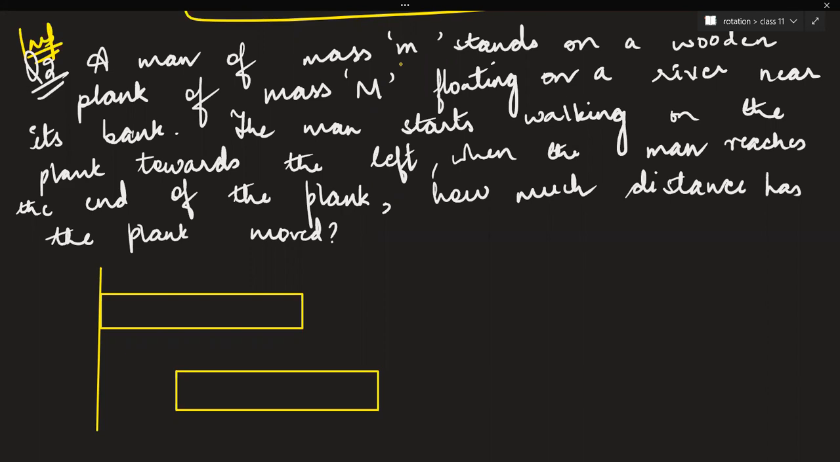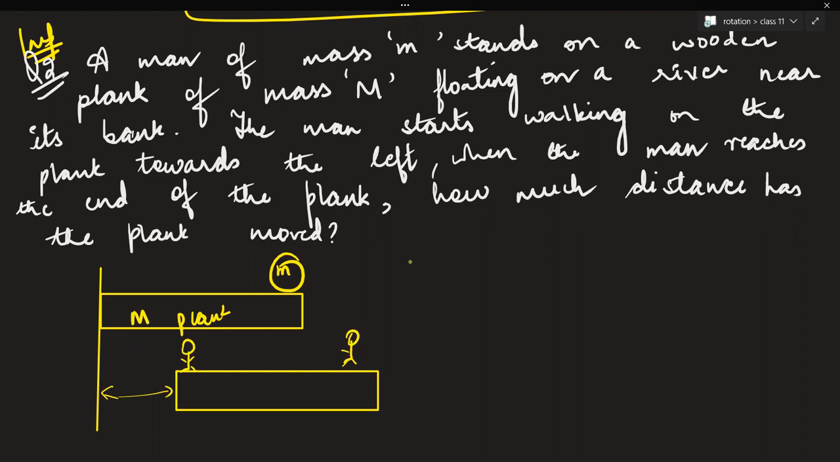A man of mass m stands on a wooden plank of mass capital M. So this is a plank whose mass is capital M, the man's mass is m, floating on a river near its bank. This is the first case. Now the man starts walking, so he'll reach this end. As soon as he reaches this end, the plank shifts a distance towards the left side. So when the man reaches the end of the plank, how much distance has the plank moved?